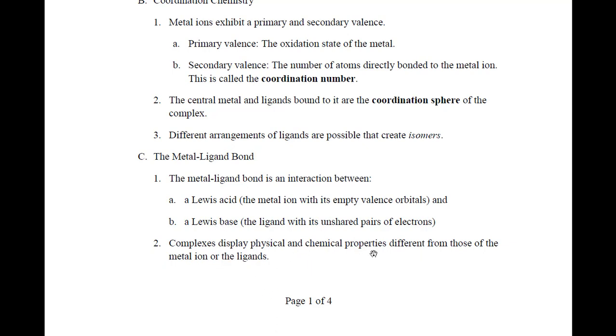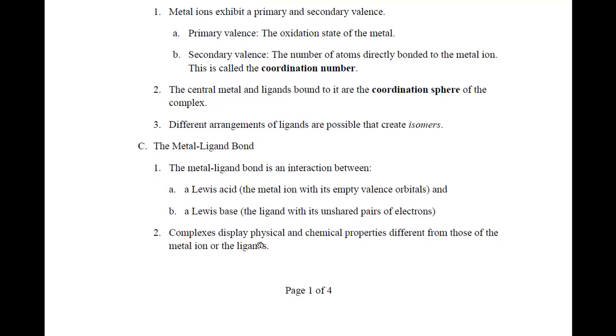Complexes display physical and chemical properties different from those of just the metal by itself or the ligands by themselves. Once those ligands coordinate into the empty d orbitals of the metal ion, you have created a new compound with its own unique set of physical and chemical properties.